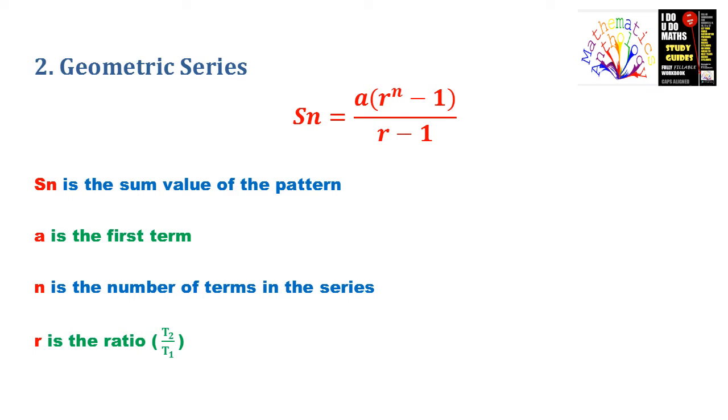Let's now look at geometric series. When working with geometric series, the formula to use is Sn = a(r^n − 1)/(r − 1), where Sn is the sum value of the pattern, a is the first term, n is the number of terms in the series, and r is the ratio, where r is calculated as T2 divided by T1 and so forth.